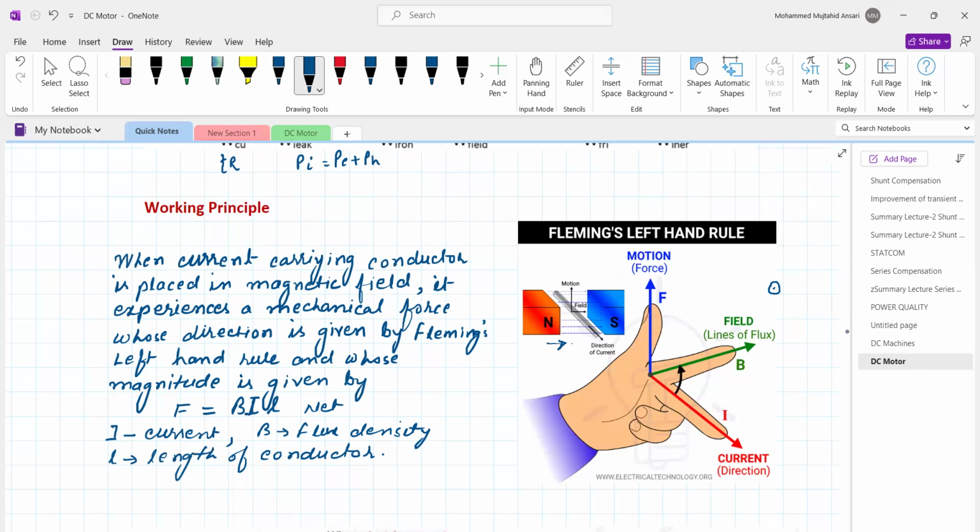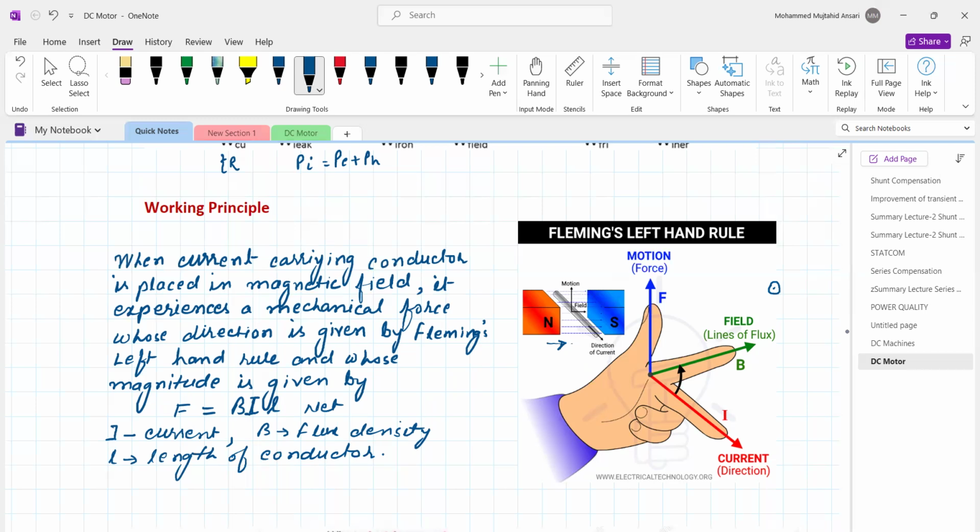So the magnetic field is from north pole to the south pole, whereas the second finger shows the direction of current. See, this is the conductor, the direction of current is out of screen. So see, this is the direction of current. Then the force developed over the conductor, or the conductor experiences the force, is in the upward direction. So the force over the conductor is upward.